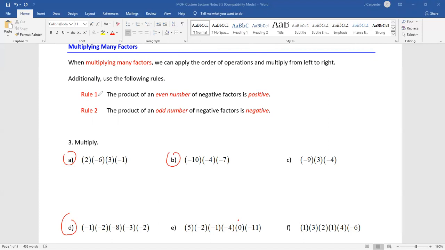So they say, and again, these rules are optional. You can just do 2 at a time. 2 times negative 6 is negative 12. Then negative 12 times 3 is negative 36. Then negative 36 times negative 1 would be positive 36.